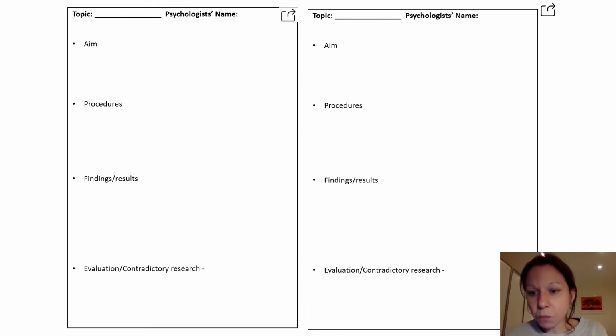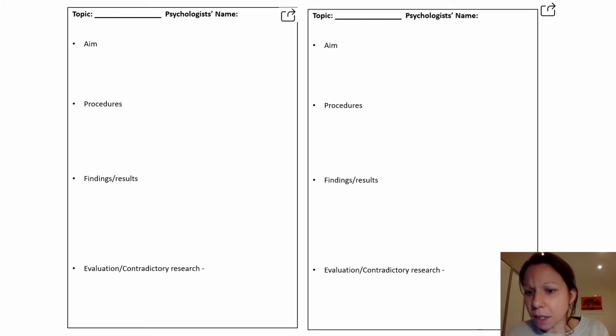So just like we've done before, at the top you put what topic this is linked to. So of course this is learning theory of attachment. You put the psychologist's name, not your name, so we're going to put Harlow. What was Harlow trying to investigate? What was his aim? What method, procedure did he use?